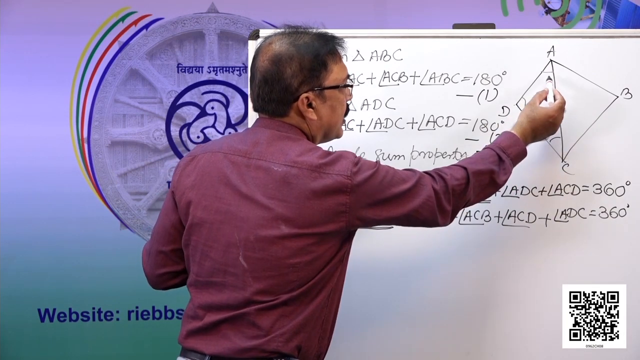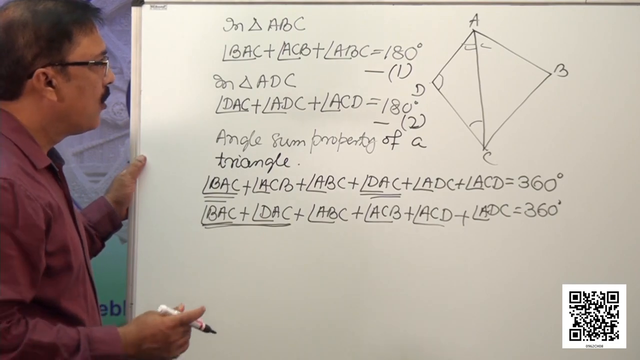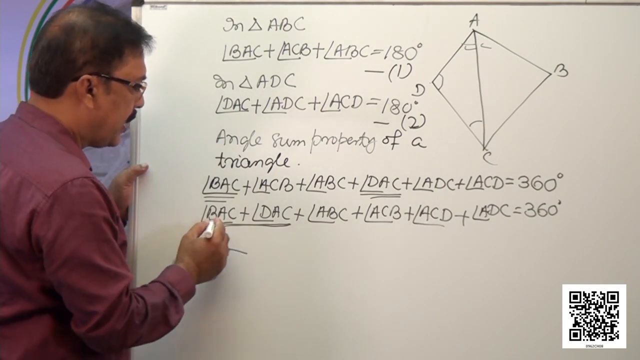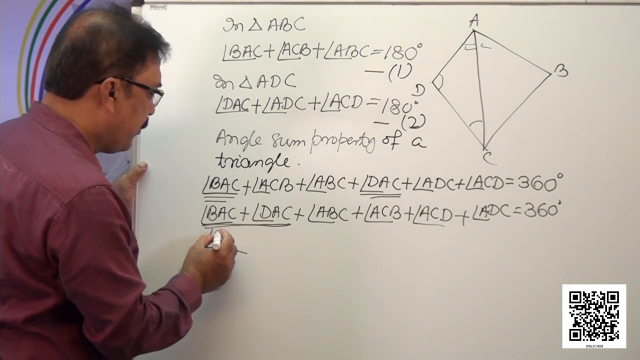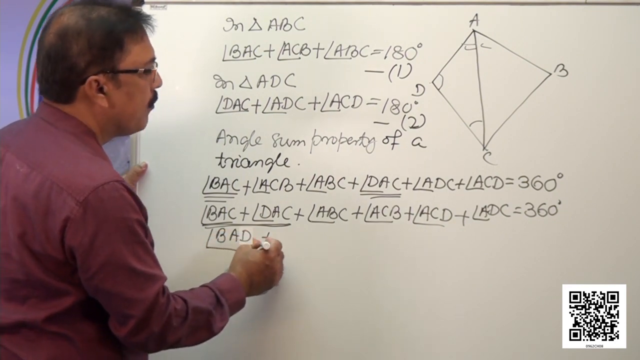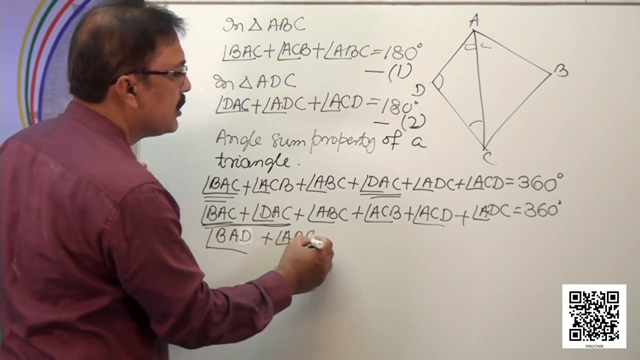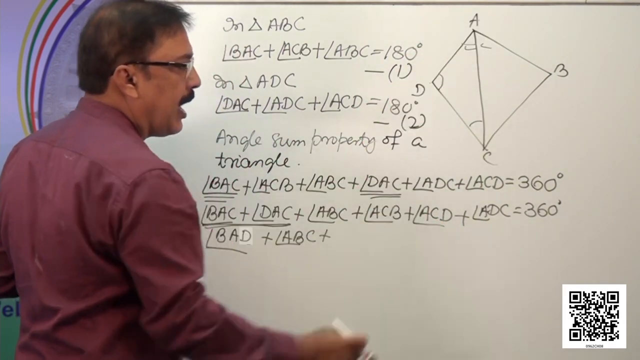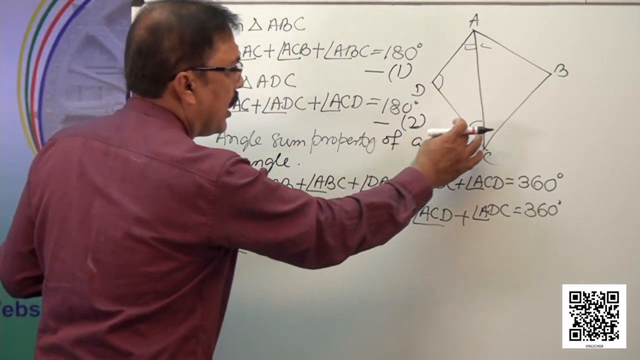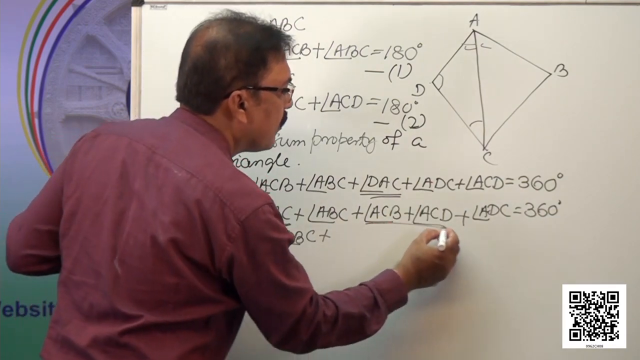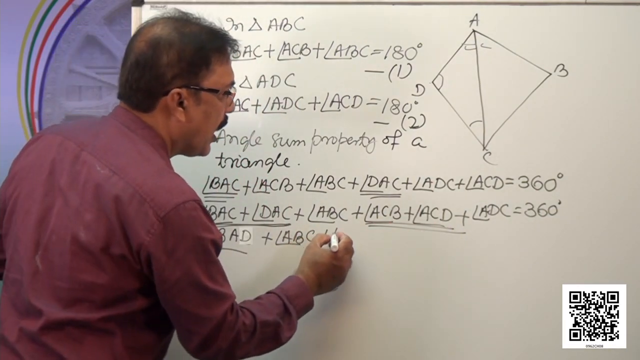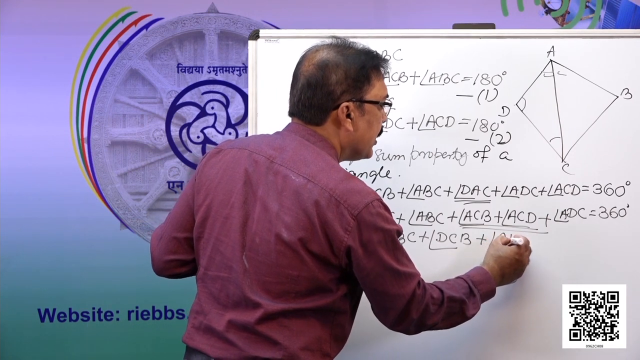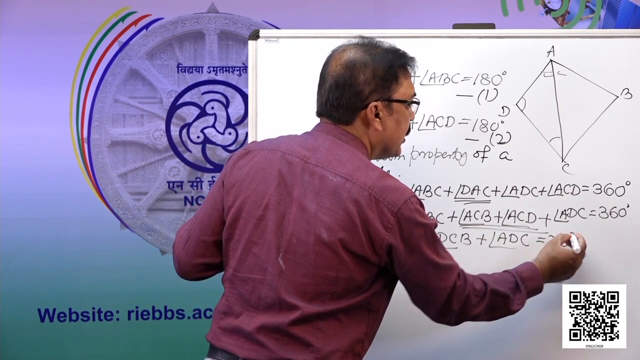Now you see BAC and DAC, these two are adjacent angles. So, the sum of these two angles is the same as angle DAB. So, in place of BAC plus DAC, we can write angle BAD, plus angle ABC. And now, in place of ACB and ACD, which are again two adjacent angles, the sum of their angle is the same as DCB. So, in place of the sum of ACB and ACD, we can write angle DCB, plus the last one, ADC. So, this gives 360 degree.